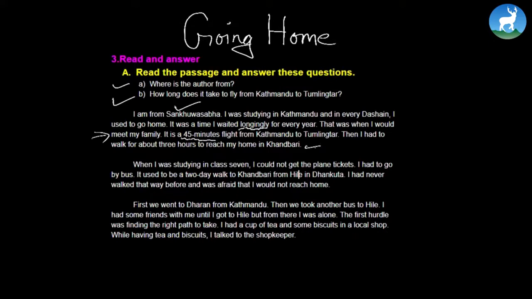So he talks also about his experience when he was in grade 7, how in those days he could not get the plane tickets. And it was a long walk, a 2-day walk to Kandbari, and not from Kathmandu, but from Hile in Dhankuta. And from here, see, the journey starts. First he goes to Dharan from Kathmandu, then he takes another bus to Hile, and he says he had some friends until he reached Hile, and from there he had to travel on his own. He was traveling alone. And of course, when you travel alone, the first hurdle, the obstacle, alright, is that you might struggle to find the correct path. And he talks about one of his experiences when he was having a cup of tea and biscuits in the local shop. This is it in the first part of the passage.